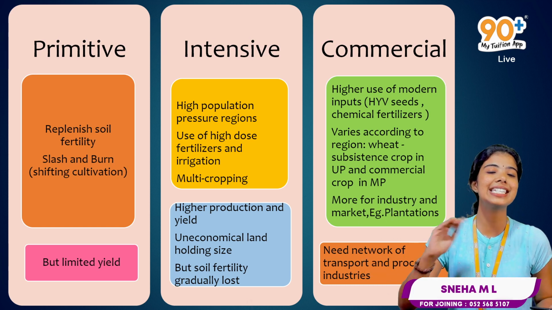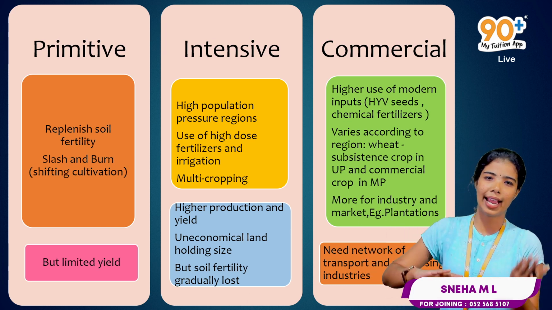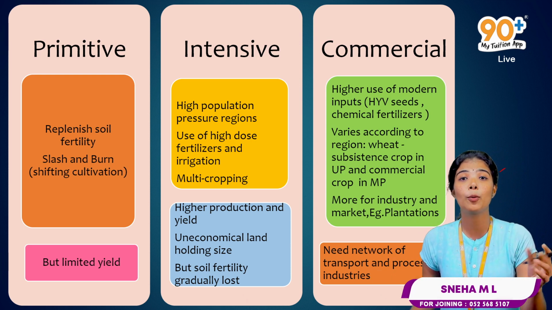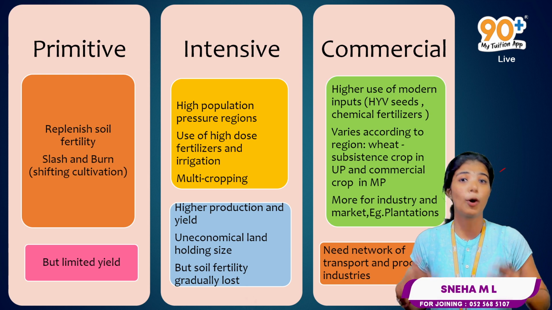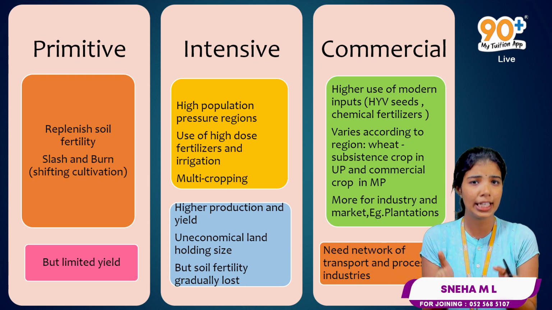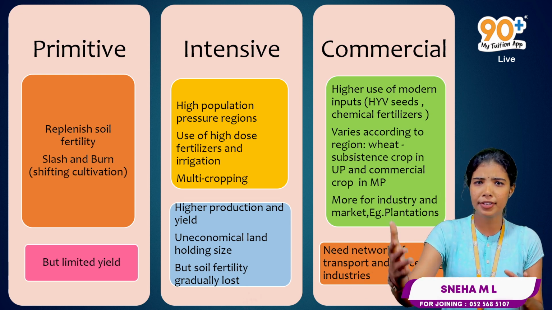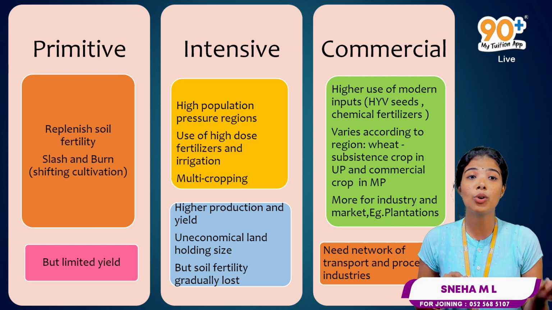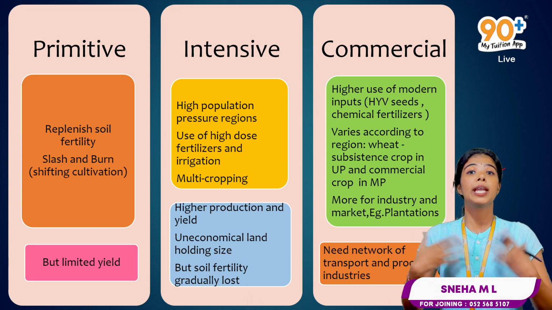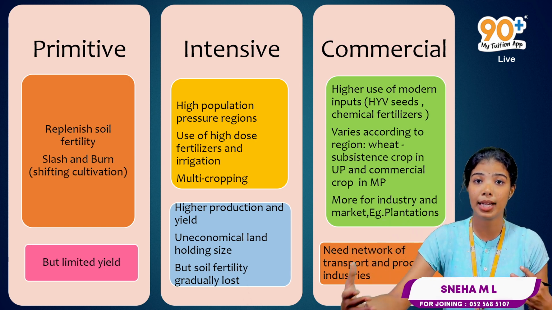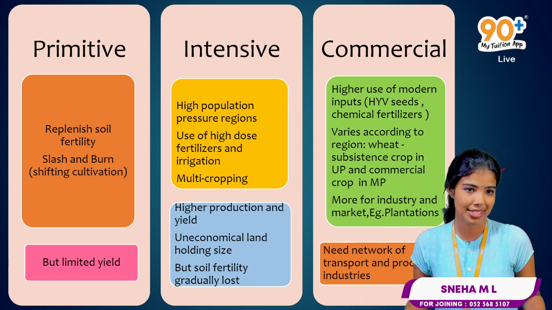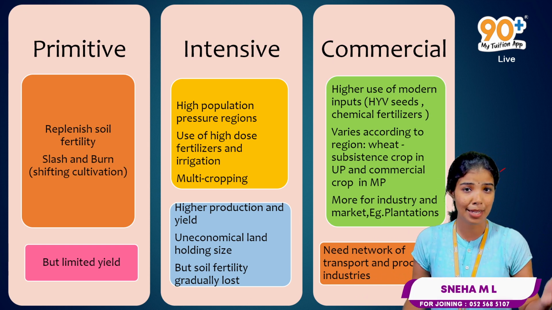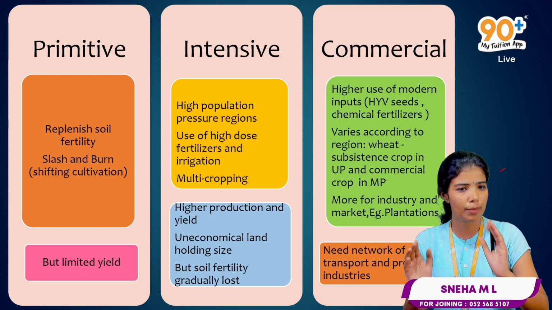So what is intensive farming? Extremely opposite to that. This is followed in high population pressure regions, where the population is high and you have only a limited amount of land and you have to feed a larger population. So here you have to use high doses of fertilizers and you have to extend the cultivable land using irrigation facilities. You also follow a multi-cropping system to gain more yield within a limited amount of time.